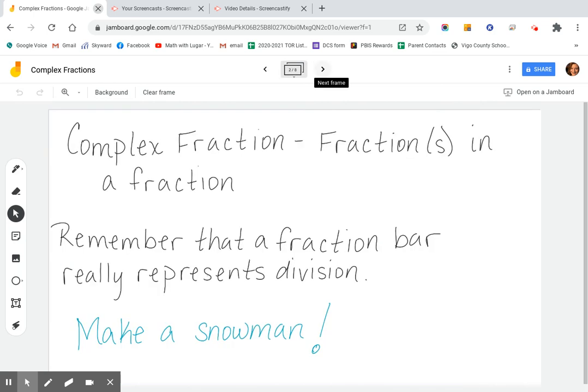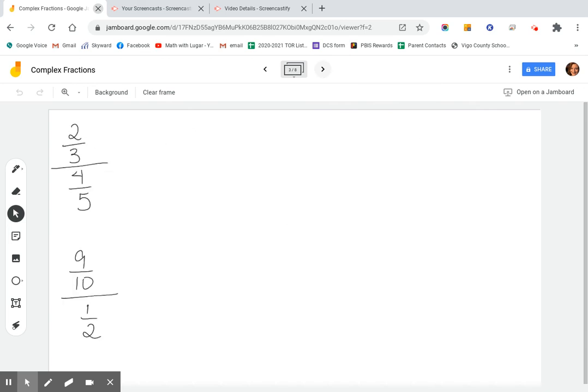A complex fraction is when you have a fraction within a fraction, or two fractions within a fraction. So like I said, it looks pretty darn intimidating. But we know that a fraction bar really just means to divide. So what I teach my students is to make a snowman. I know, make a snowman. It sounds stupid. Here's another one of Luger's goofy things, but it really will help you see it.